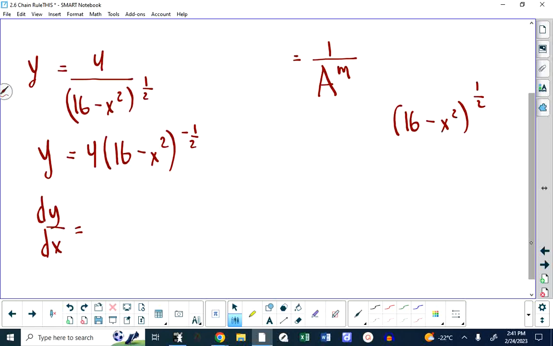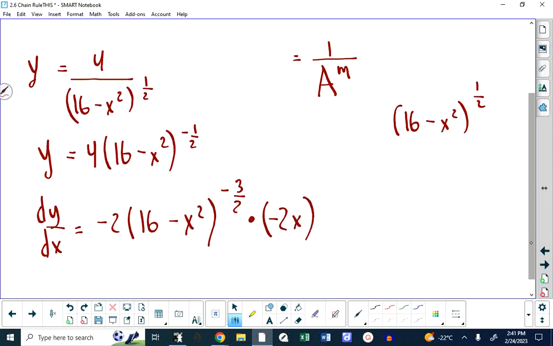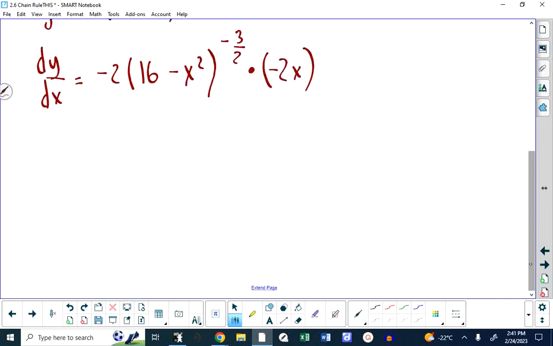I multiply negative a half by 4 and get negative 2. The base remains the same. There's a tendency for some students to want to differentiate the base when they do this. The base remains the same. I drop 1 from the exponent, and then I multiply by the derivative of what's inside. Of course, we don't like negative exponents.